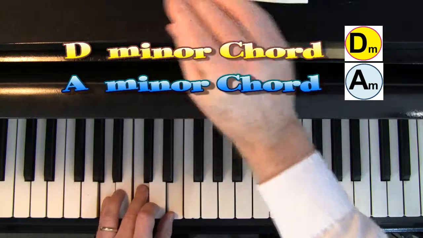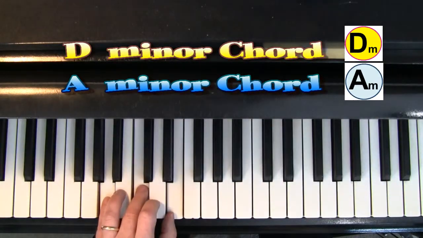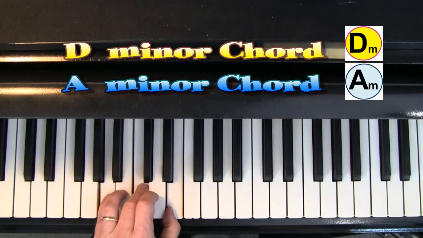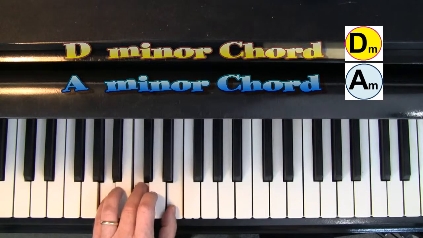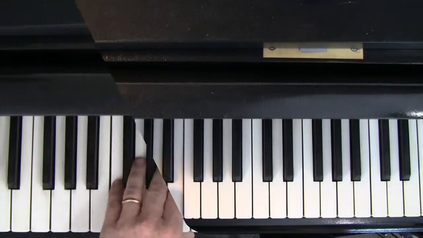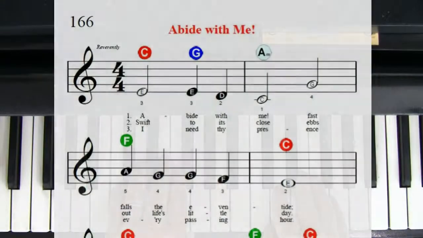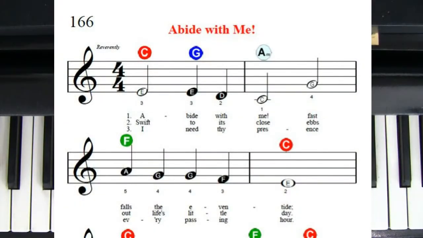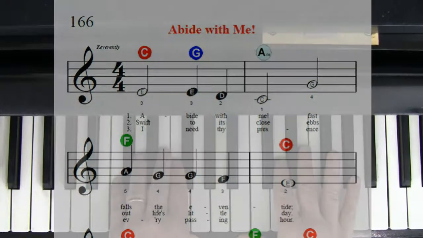It's not too hard, but in some of the songs you need to find out when it is that you play the A minor or the A major chord. Today we're going to learn Abide With Me, hymn number 166. It's played reverently. Let's look at it first and see those unusual items in it to see if we need to circle some things.